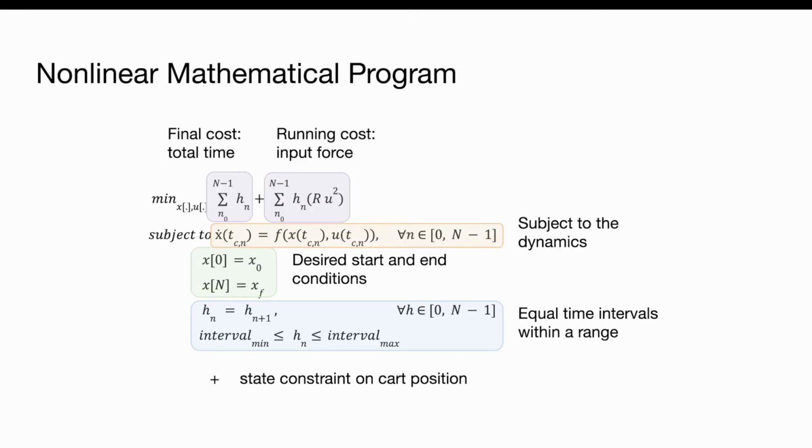In this case we formulate the control problem as a nonlinear mathematical program where we've set the final cost to be equal to the total time, where h of n is the duration between any 2 breakpoints, and then u is the input force on the cart, and we can also apply a cost to that as a running cost. The main constraints are the dynamics, which imposes a nonlinear constraint, and then we specify the start and end goals that we want, and we apply some constraints on the duration of time between the breakpoints.